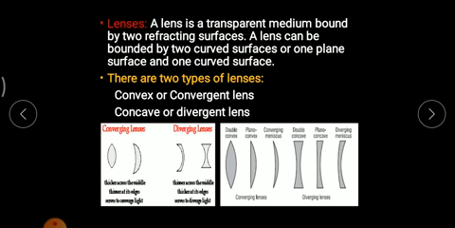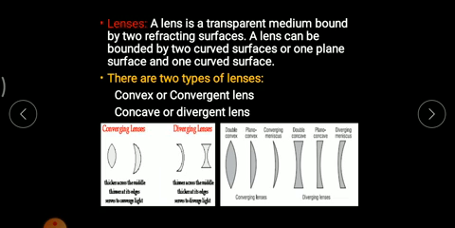Let's see. Diverging lenses are thinner across the middle. As you can see, in the middle portion the lens is extremely thin, whereas at the edge portion the lens has a larger mass. Hence, this type of structure is termed a diverging lens. Based on these properties, lenses are characterized into sub-types.